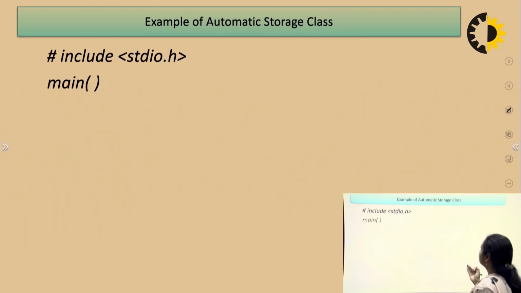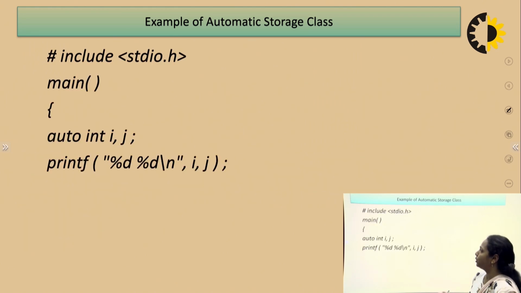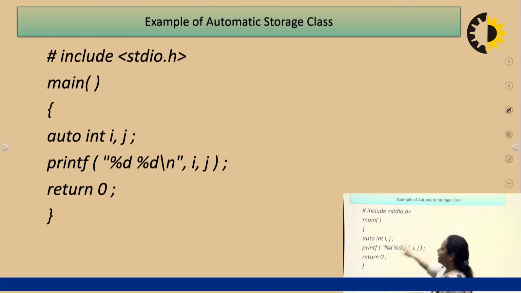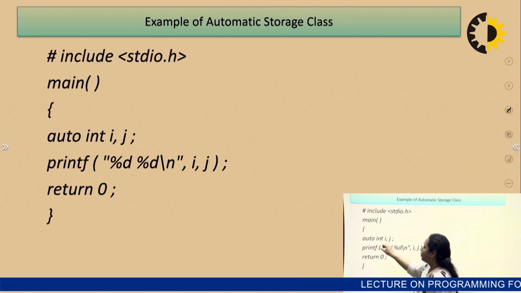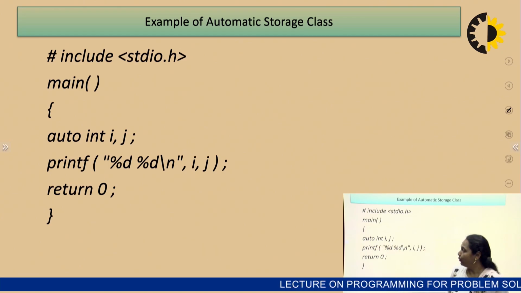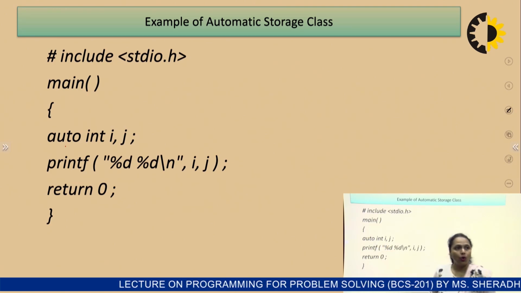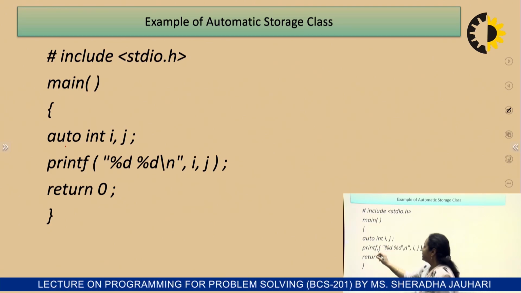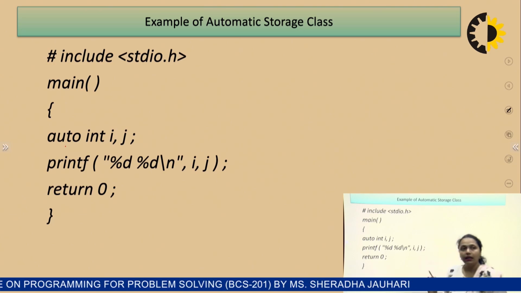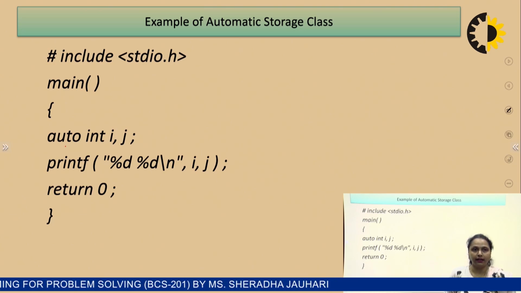So let's discuss the first example of the automatic storage class. Here a small code has been written. Here it is written auto int i, j, means two variables are being declared whose storage class is auto. Now the next statement is print i, j. Now what is going to be printed here?